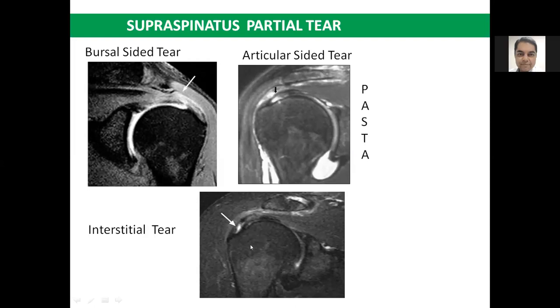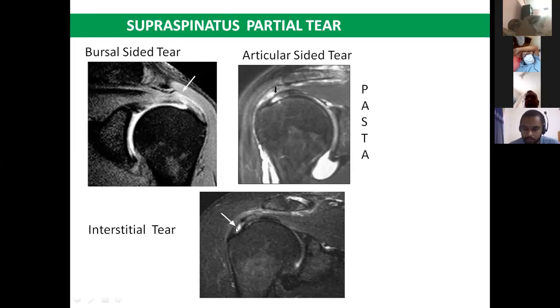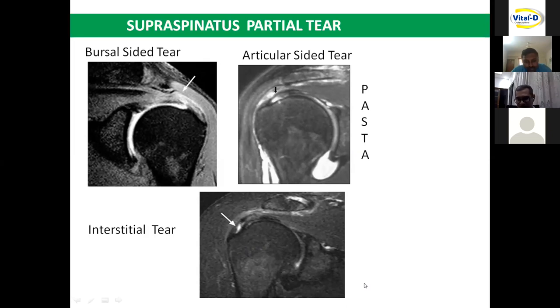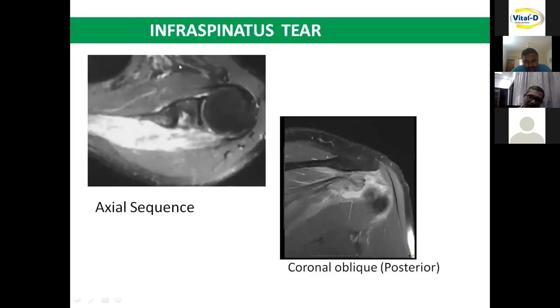In this lower slide, you can see the articular side tendon intact and the bursal side tendon intact. But within the substance of the tendon, there is high signal intensity, that is an interstitial tear. So we call it interstitial, or it may be edema or an inflammatory stage, or tendinopathy, whatever it is.